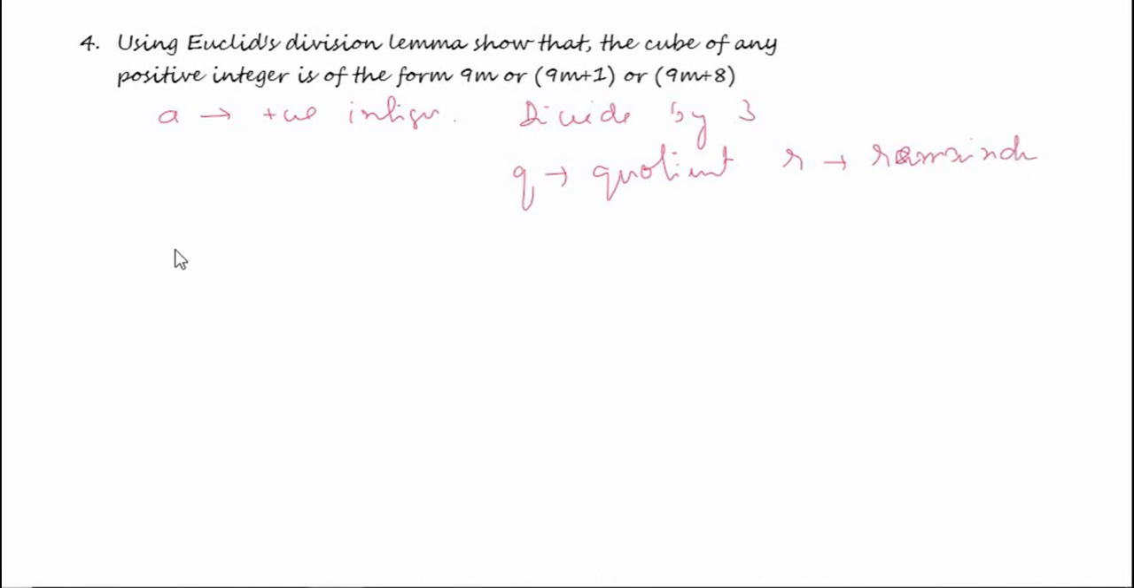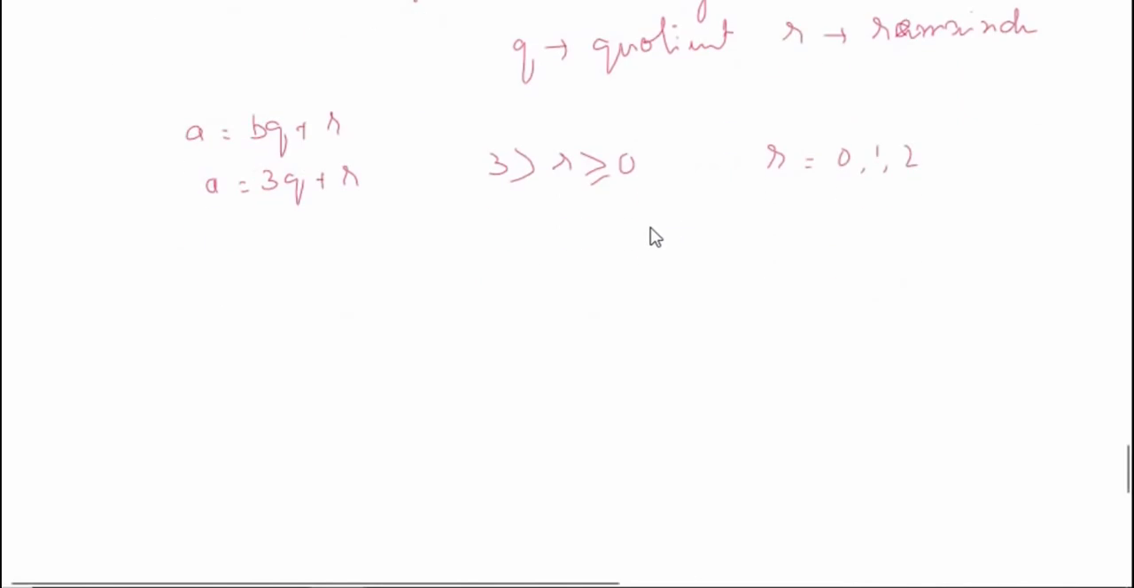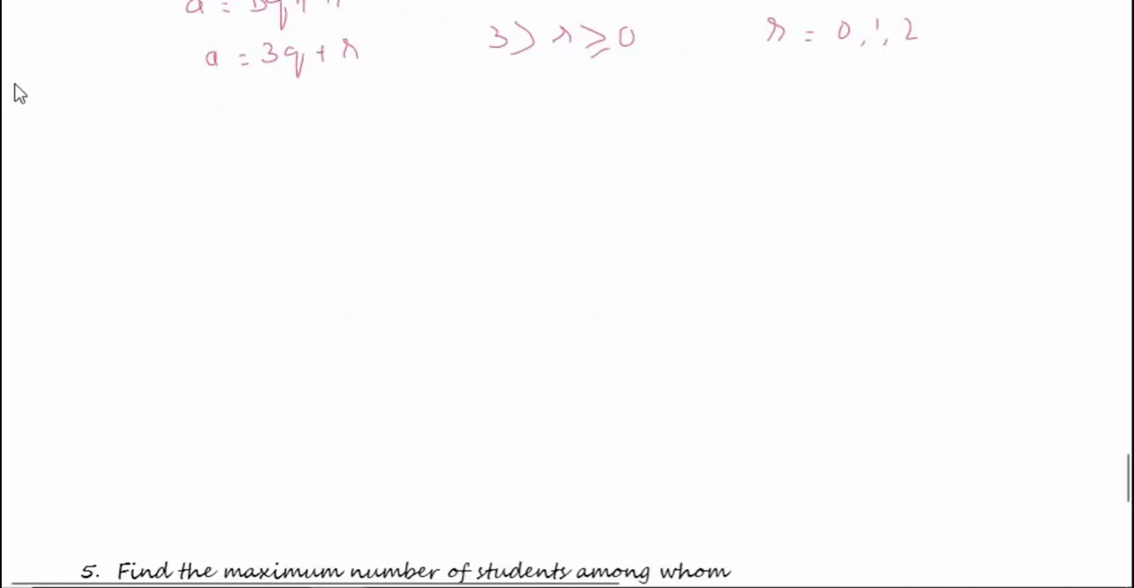Now representing in Euclid's division lemma, a equal to bq plus r, or this is a equal to 3q plus r. So now r is greater than or equal to 0 and r is less than 3 because 3 is the divisor. So r values are 0, 1, 2. Now first let us take r equal to 0. When r equal to 0, a equal to 3q.